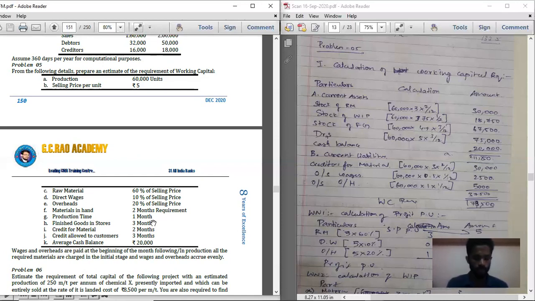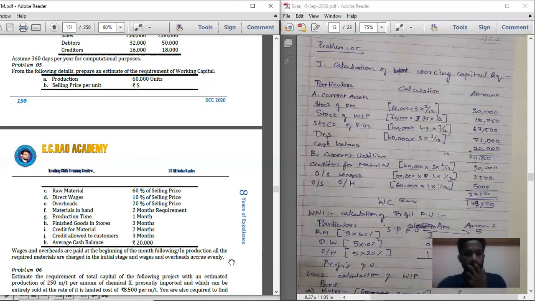If you worked on April 1st, the salary for that will be given on May 1st. So it is 1 month. We should understand this adjustment. Wages and overheads are paid at the beginning of the following month. For April, it will be paid in May. For May, it will be paid in June. So for wages and overheads, the time period is 1 month.